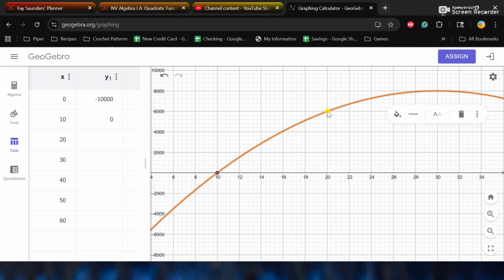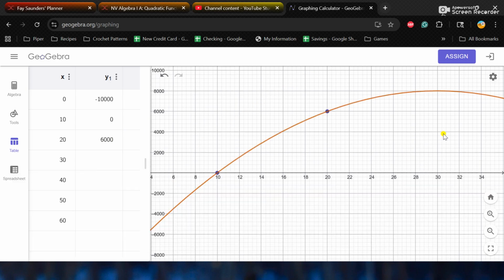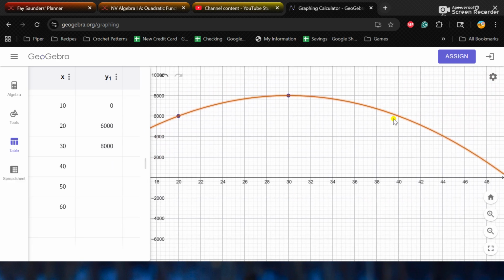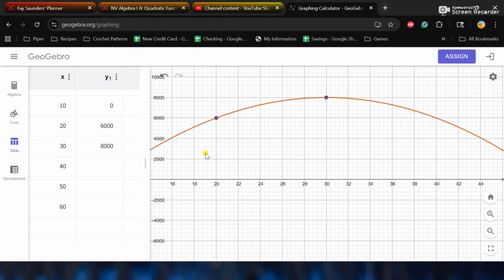At 20 candles, she is sitting at 6,000. You can just follow that across. So $6,000. At 30 candles, she's at $8,000. And that's the extremum. I love extremum. That makes me happy. So that is the maximum amount: 8,000. At 40 candles, she's going back down again, so she's right here. It doesn't like that point, but that's at 6,000 again.